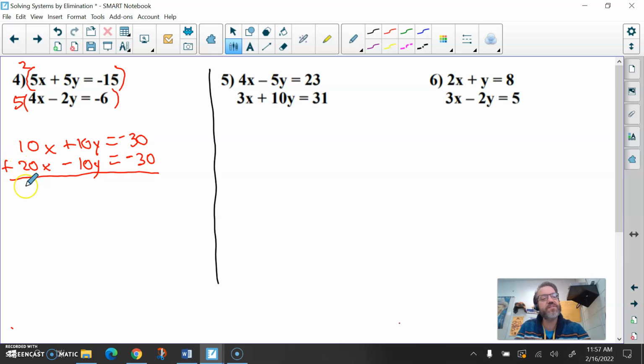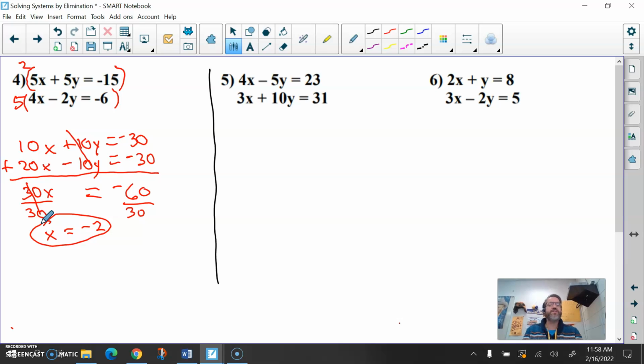10x plus 20x is equal to 30x. These cancel out, plus 10y minus 10y. They're opposites. And this equals negative 30 plus negative 30, which is negative 60. Okay? And then our last step would be just to divide this by 30, and also the same over here. Divide this by 30. And we find out x equals negative 2. All right? So we found our x value, it's negative 2.